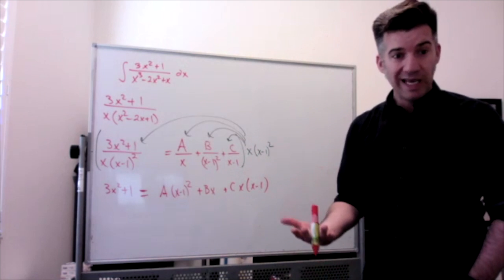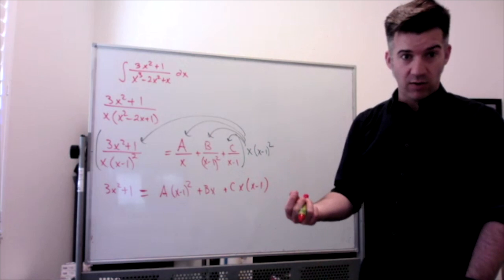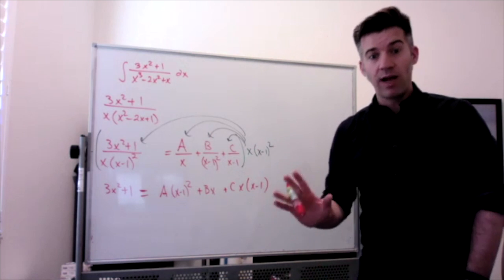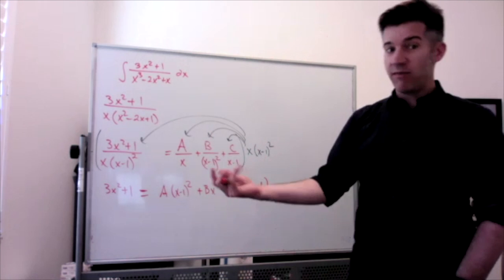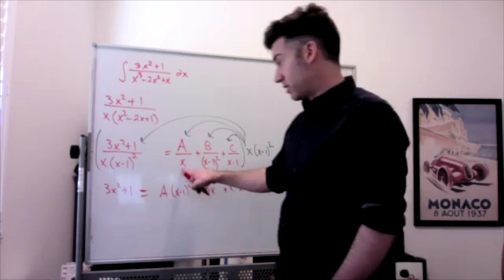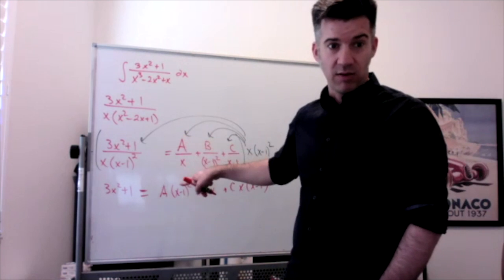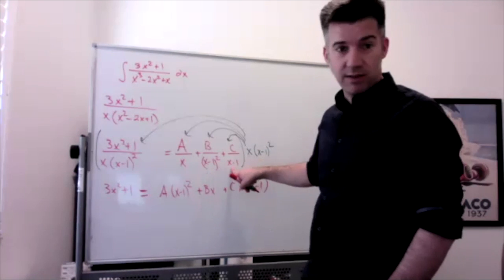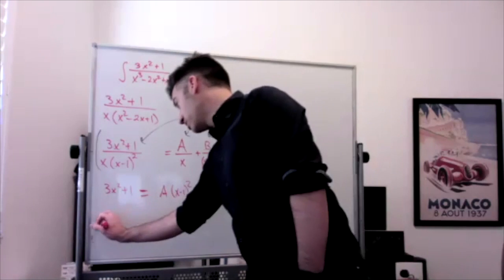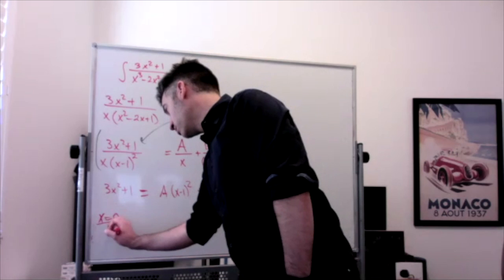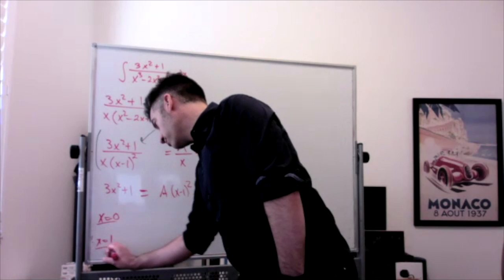I will also remind you, when you have a repeated factor, you're always going to run out of convenient values of x. So my convenient values of x here are x equal to 0, because that makes that denominator 0, and x equal to 1, because that makes those denominators 0. So I know I'm going to use x equal to 0 and x equal to 1.